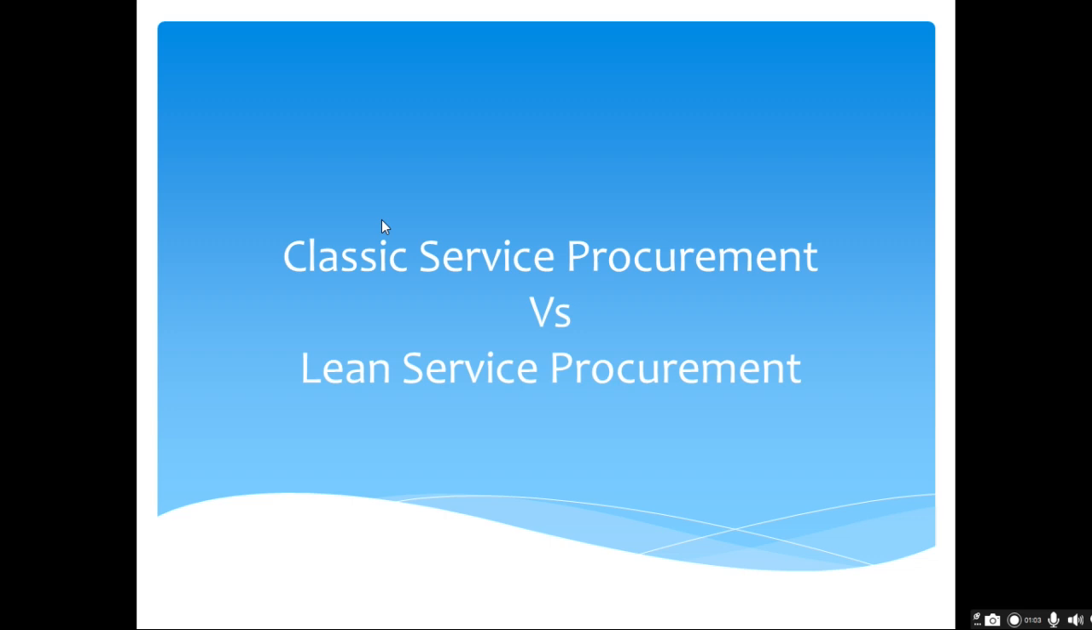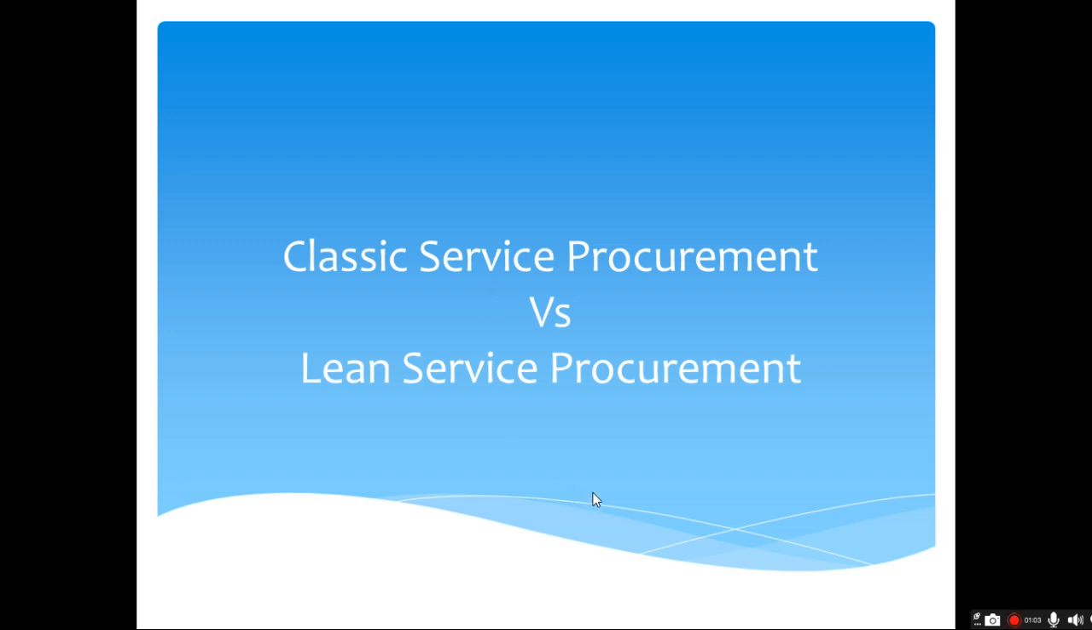Hello friends, today we are going to discuss classic service procurement and lean service procurement. Classic service procurement means external service procurement, and SAP has introduced lean service procurement in S/4HANA. So we'll first understand how a user generally performs external service procurement in the system.